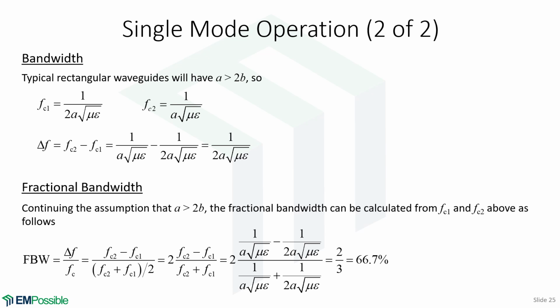And if we do that for these two frequencies up above, it turns out we actually get a number, 66.7%. So as long as that A is greater than 2 times B, really no matter what our choice is of A above that, our bandwidth is always 67%. Fractional bandwidth is 67%. And no matter how we scale that guide, that 67% is always the same. So fractional bandwidth, to me, is the more meaningful way to measure the bandwidth of a waveguide.